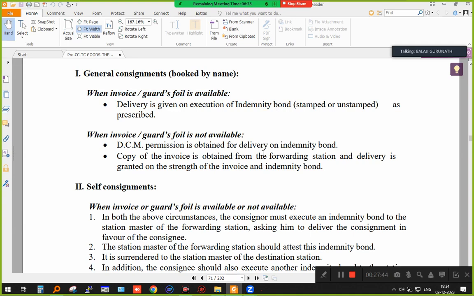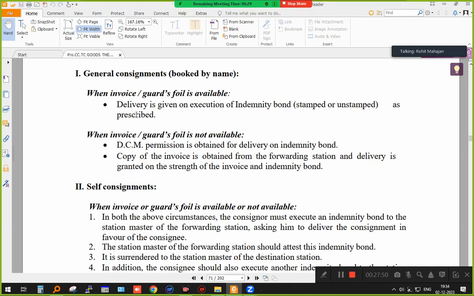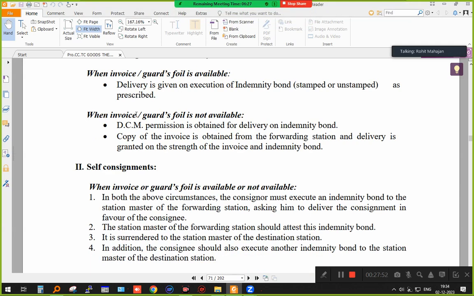Is it clear? Any doubt? Yes, sir, it is clear. But sir, now it is mandatory to give the guard foil with the guard, no? So there is no question of the guard foil not being available. See, you are giving the guard foil to the guard. The guard is bringing it. There is no reason why a gust of wind should have blown it away, or there is an accident and everything is lost, but the package is delivered.